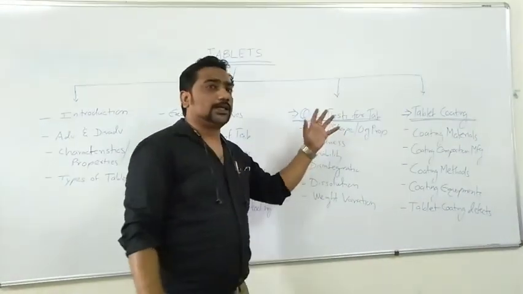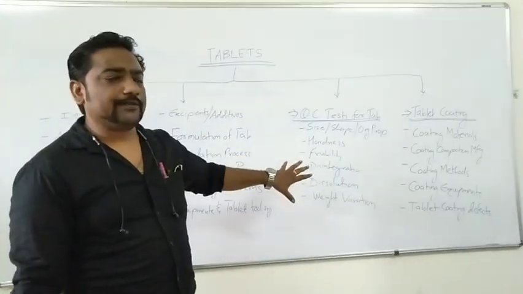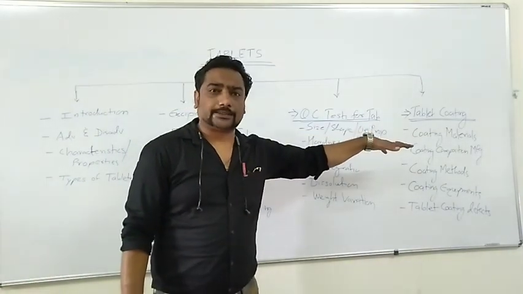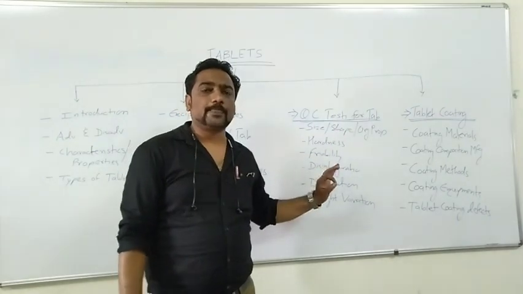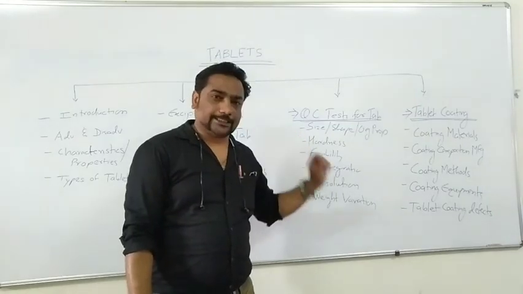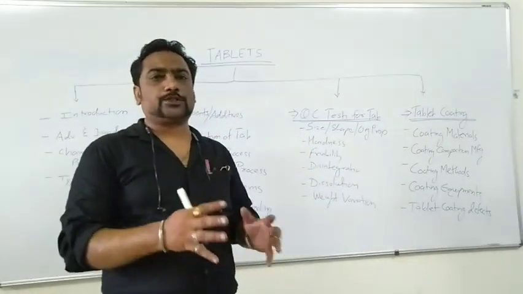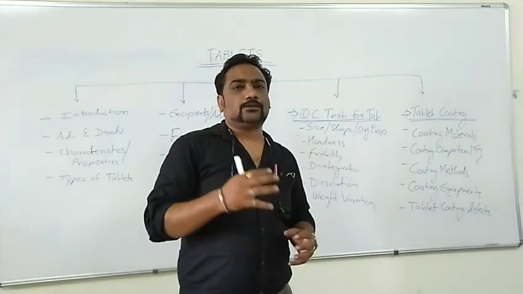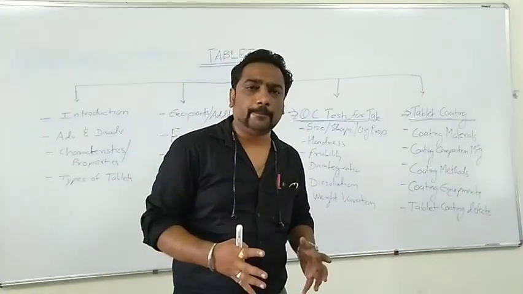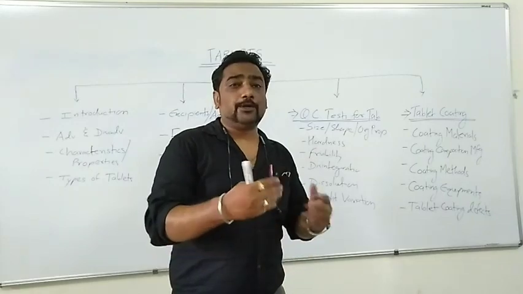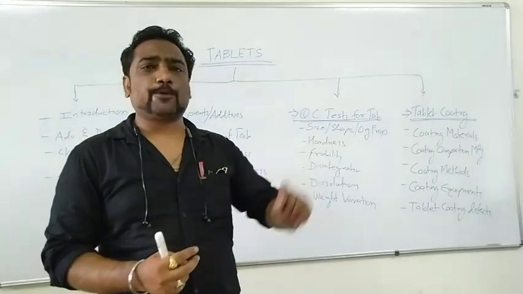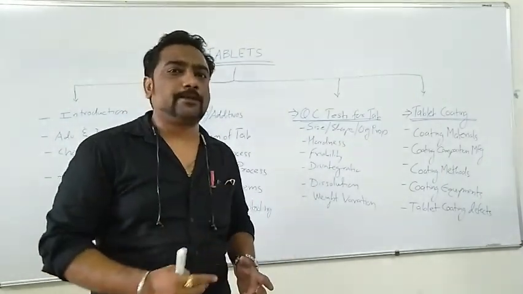Then we'll move toward the third section of the chapter. In the third section, we'll discuss various quality control tests for tablets. For example, whenever we prepare any kind of dosage form, it is necessary that the dosage form which we have prepared, whether it is a tablet, a capsule, or any kind of dosage form, we need to evaluate so that we can check whether the intended properties are there or not, or whether the intended purpose will be served or not.